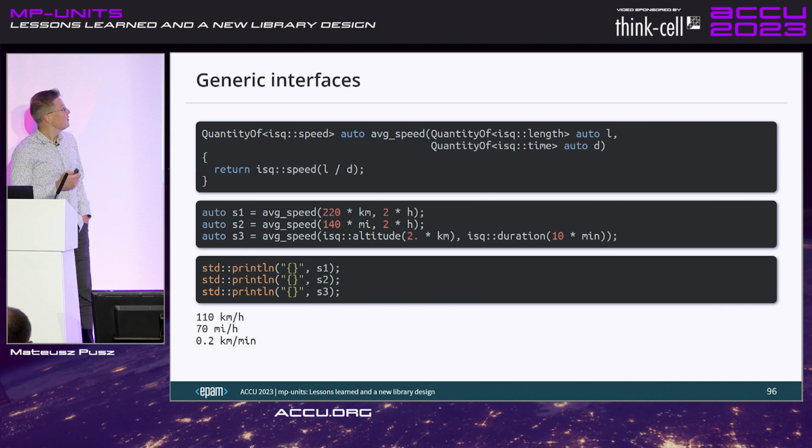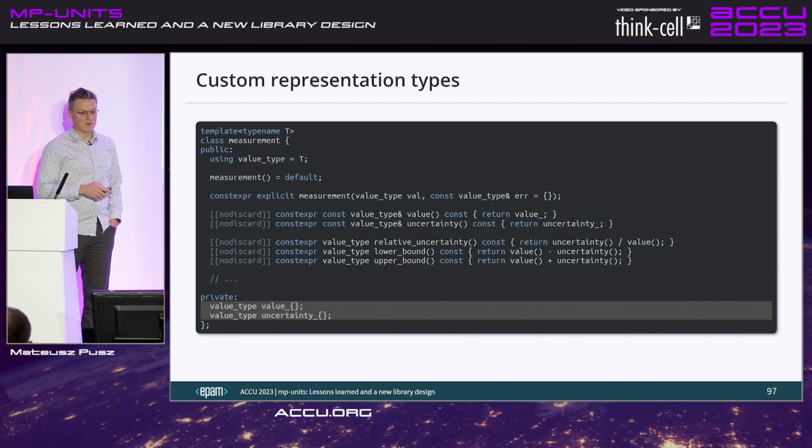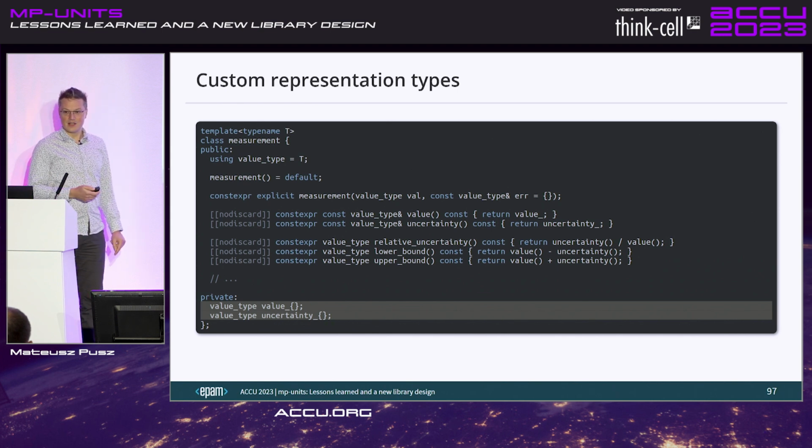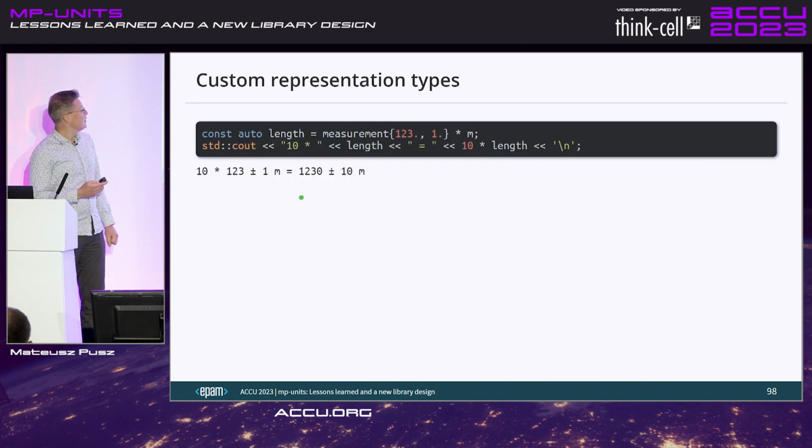Of course, every physical units library should work with custom representation types. For example, here I have a type for measurements. Measurements that take 2 parameters in the constructor and set to members a value and the uncertainty of the measurement of this value. And every library should be able to work with those, not just with doubles or ints, right? So I can write something like measurement. I have 123 meters, and well, my measurement is possibly wrong with 1 meter accuracy.